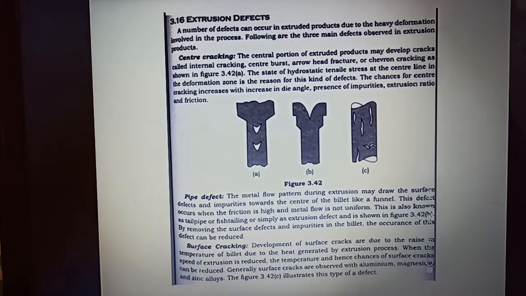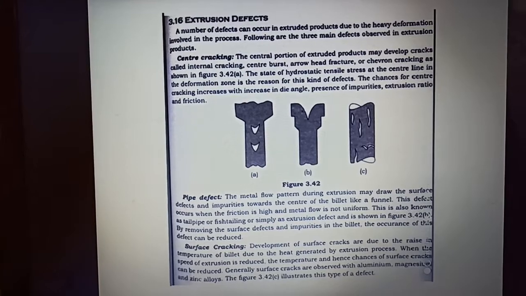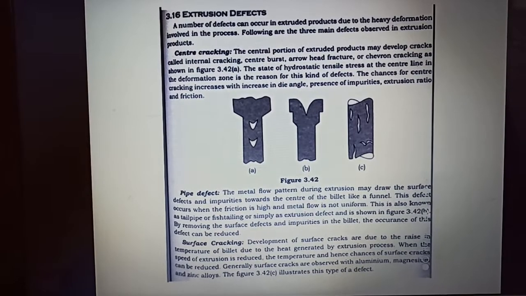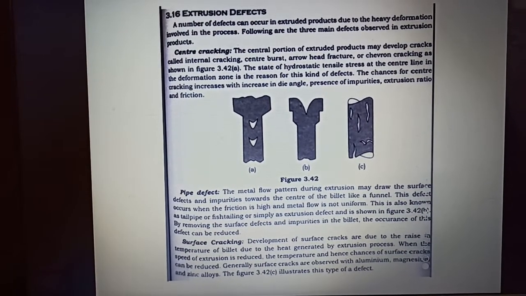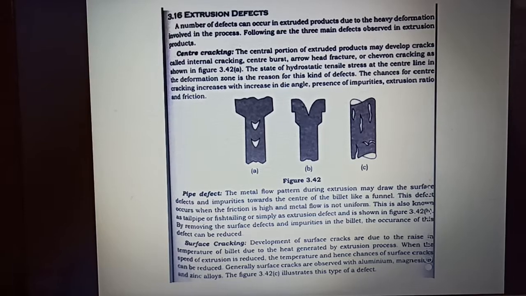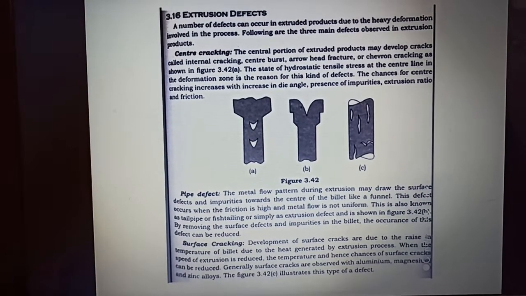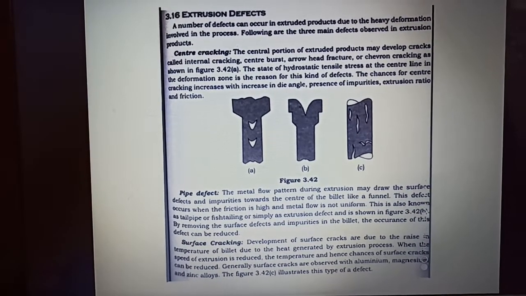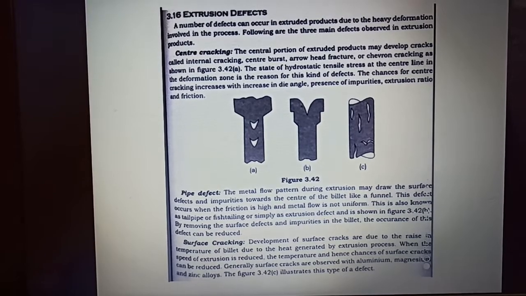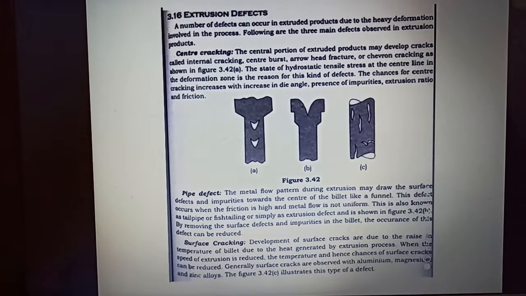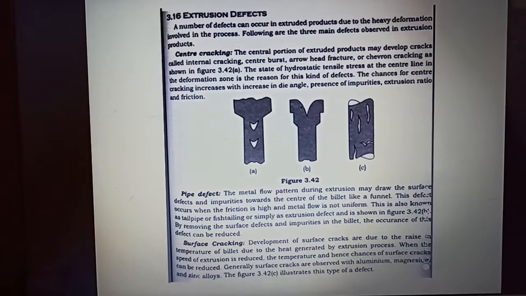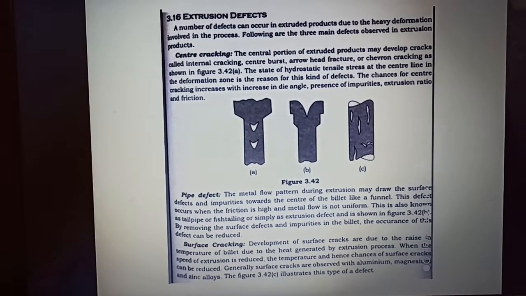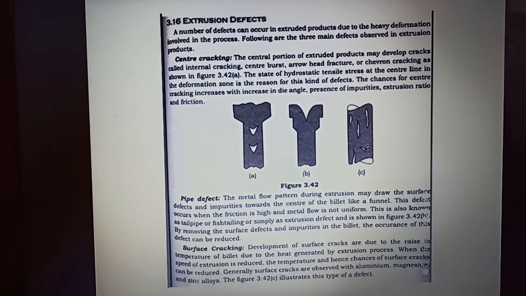When the speed of extrusion is reduced, the temperature and hence the chances of surface cracking can be reduced. That is, by slowing down the process and reducing the temperature, surface cracking can be reduced. Surface cracks are generally observed with aluminum, magnesium, and zinc alloys. In metals like aluminum, magnesium, zinc alloys, etc., surface cracking is mostly seen.